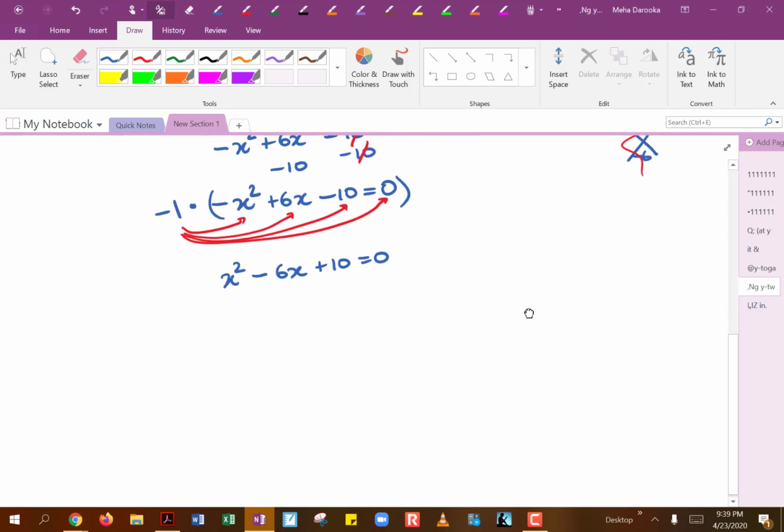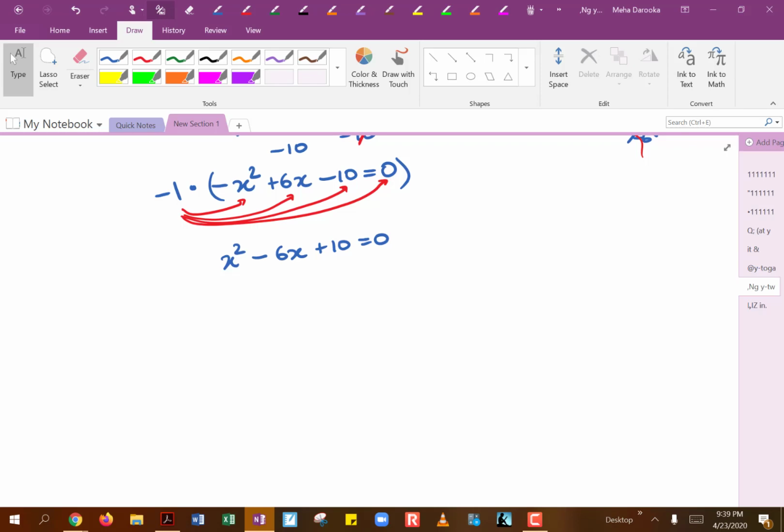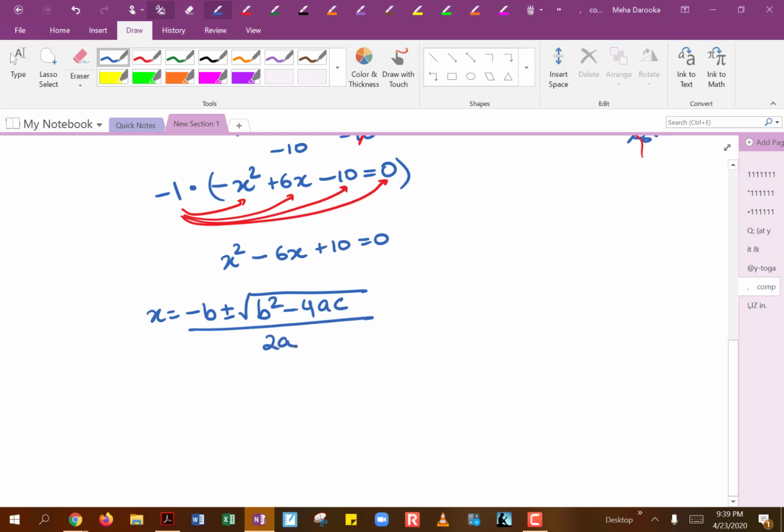So you can use the quadratic formula, or you can use completing the square, whichever one you want to go with. If you want to do the quadratic formula, then that would be it. So our a value, of course, would be positive 1, -6 would be b, positive 10 would be c. So let's plug that in.